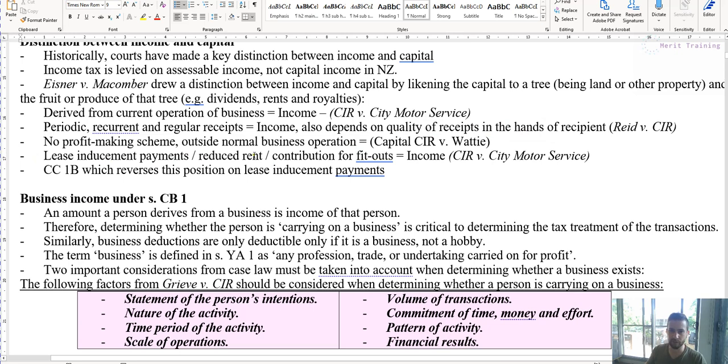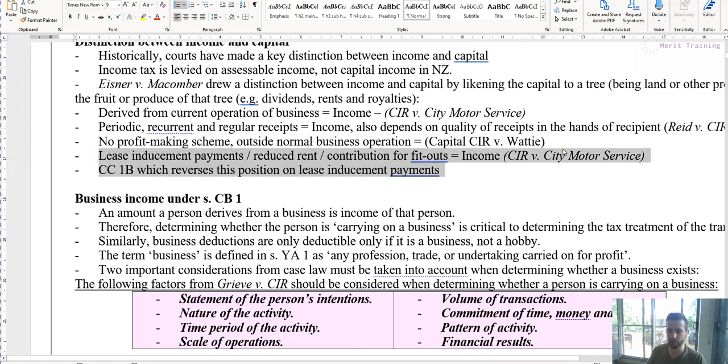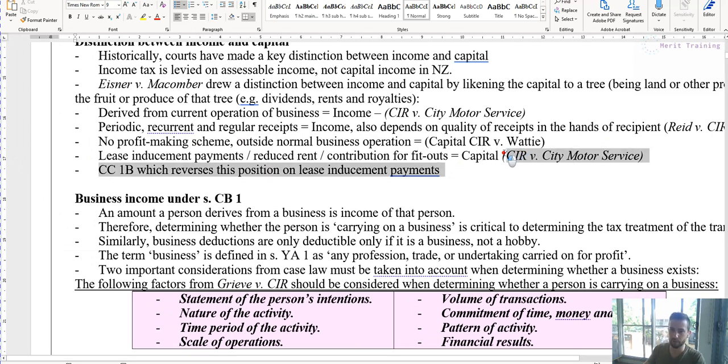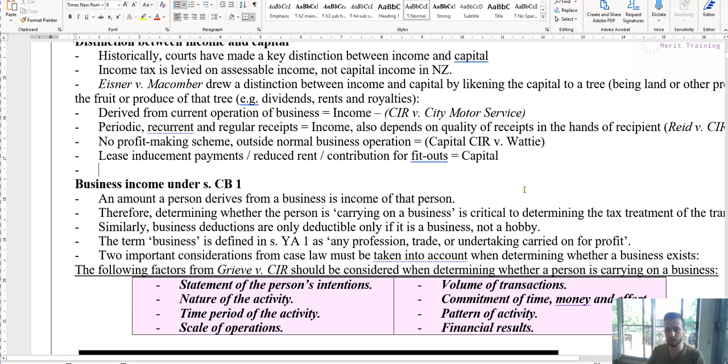Next is lease inducement payments, reduced rent, contribution for fit-out, income, or CC1B, which reverses this position on lease inducement payments. So this bit's a little bit confusing, basically because initially these three things were income, but now it's capital. And the textbook actually lays it out that way because it wants to show you the progression of how that changed in the courts. But I think for the purpose of this course, so I don't confuse you, we'll just call it capital. One of those specific things.